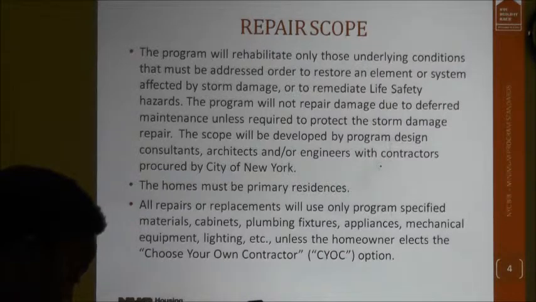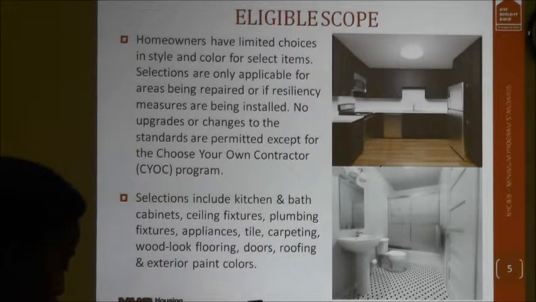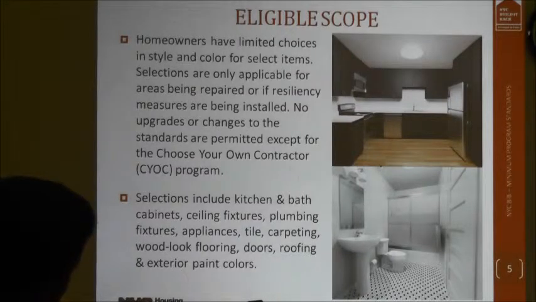And other than a section of choose your own contractor, the city has hired contractors to perform the work. So we've determined all the materials they use, we've determined the standards that they build by, the specifications. So there really are no exceptions. The homeowner can provide any toilets or sinks or light fixtures under any program except the choose your own contractor program. They do have limited choices. We believe that they could really come up with some very nice alternatives. We have choices in kitchen and bath, cabinets, fixtures, appliances, tile, carpeting, flooring, doors, roofing, and exterior paint colors.